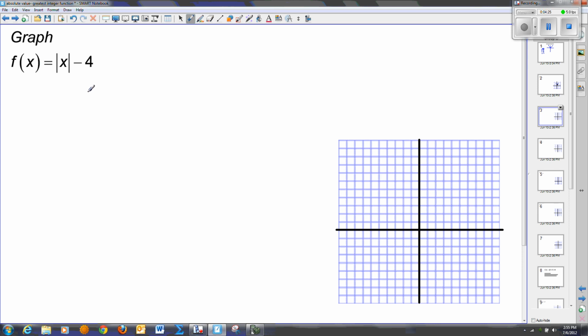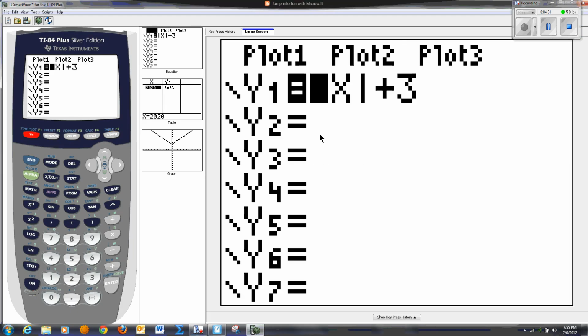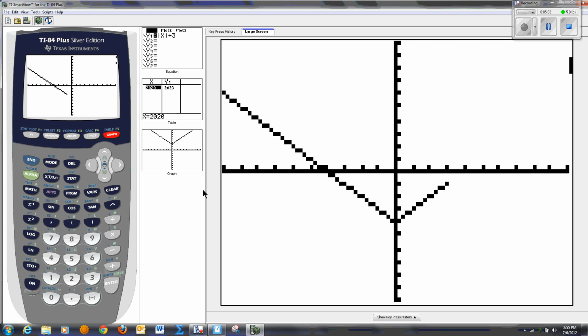Now, you can probably guess what it's going to look like, but we'll pop it into our calculator just for kicks. So I go back to my y equals, and instead of plus 3, I'm going to graph minus 4. So I'll delete these by backing up and hitting the delete button, and then subtract 4 from it. And you can pretty much guess what it's going to look like. It's going to be the same graph, but moved down 4 spaces.